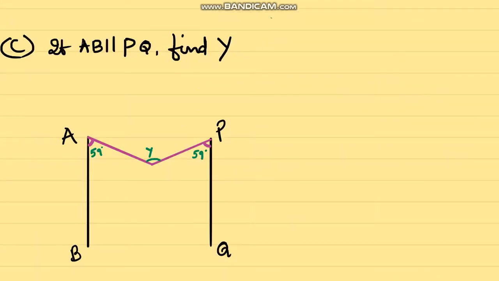Come on children, now let us see the next question. If AB parallel PQ, see this is AB and this is parallel to PQ, find Y. So this is Y. You have to find angle Y. How will you find? See, this angle is 59 degrees and this angle is 59 degrees. So here you have to do a construction. So what construction will you do here?